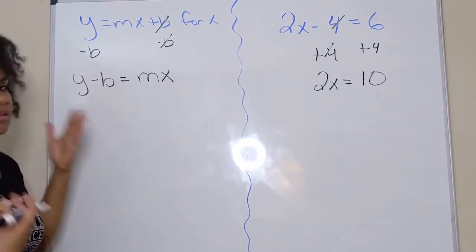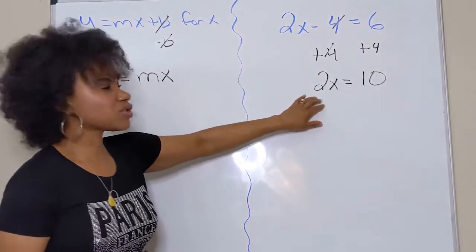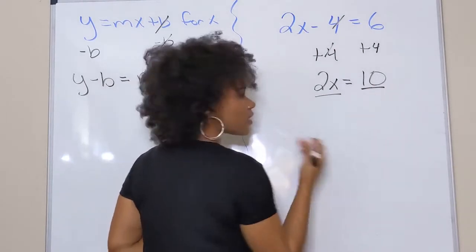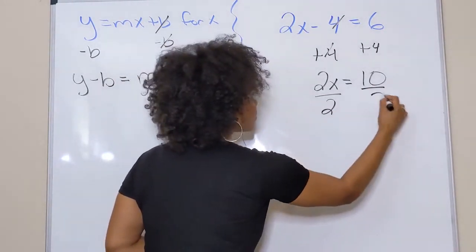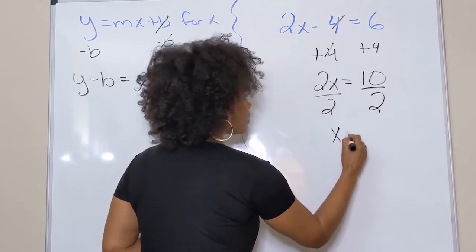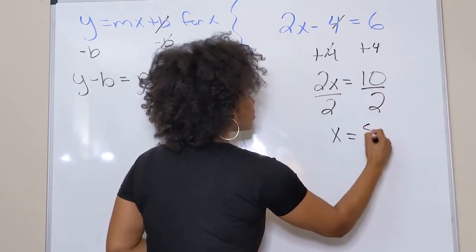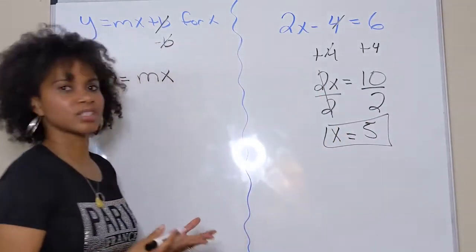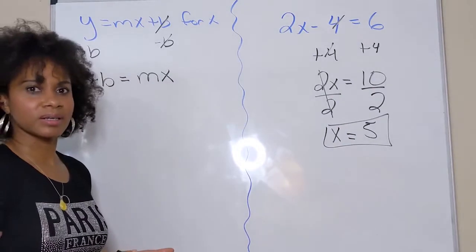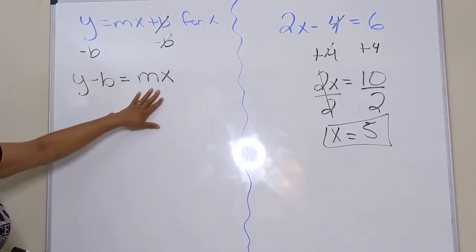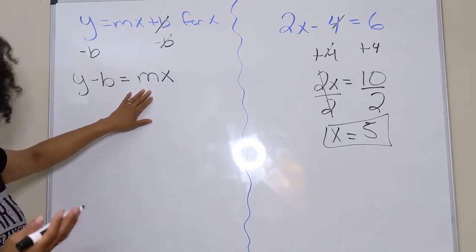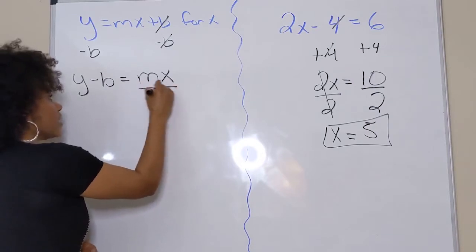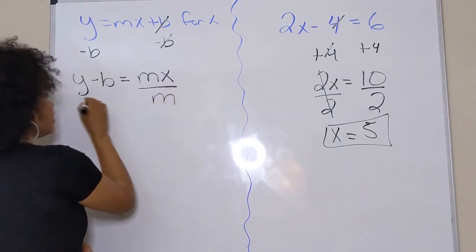All right. So now to solve this equation for x, this is 2 times x. So the inverse of that is division. So I divide both sides by 2 to get my x by itself. 10 divided by 2 is 5. So I divide by whatever's next to my variable that I want to isolate. So the same process here, if I want to solve for x, I read this as m times x. The inverse is division. So to isolate my x, I want to divide both sides by m.